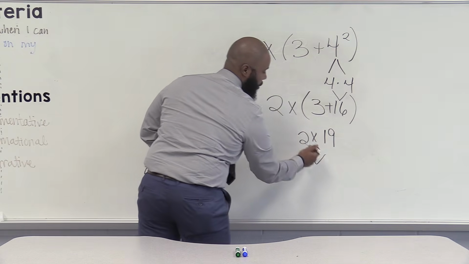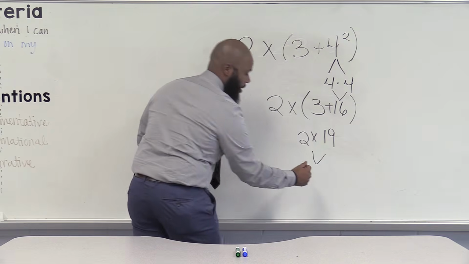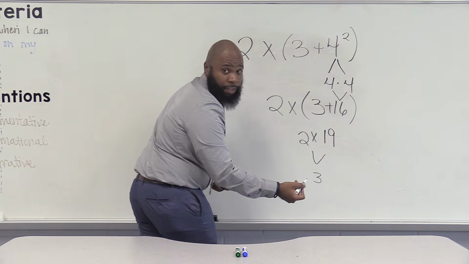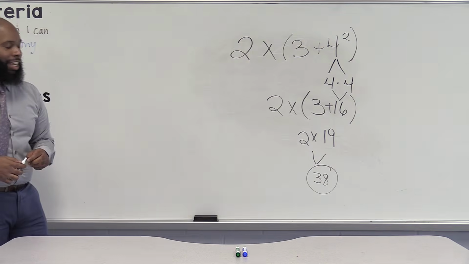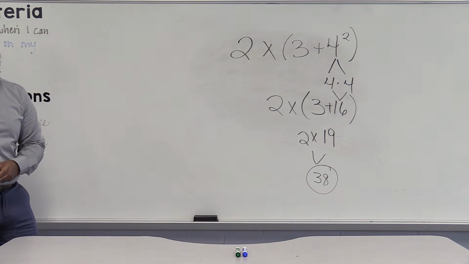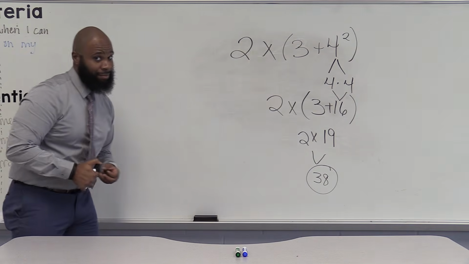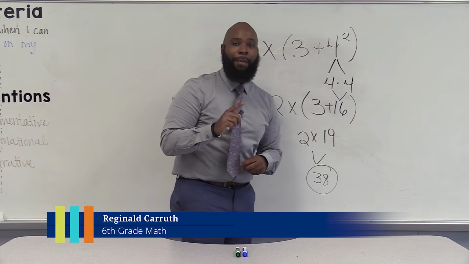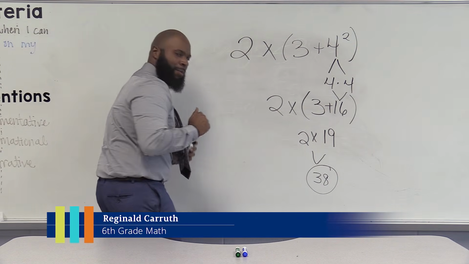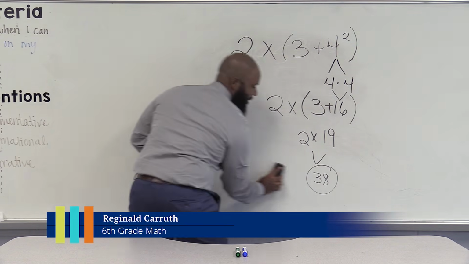So 2 times 19 is going to give me 38. So hopefully you got an answer of 38. You got that? You really good? All right, so we're going to try to step it up even more. I'm going to do one with a fraction. So let me erase this.